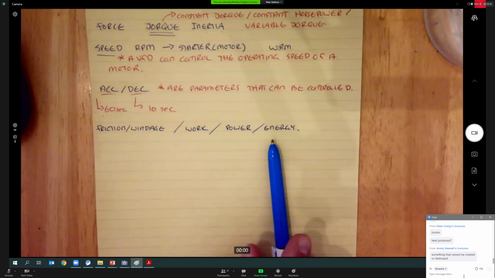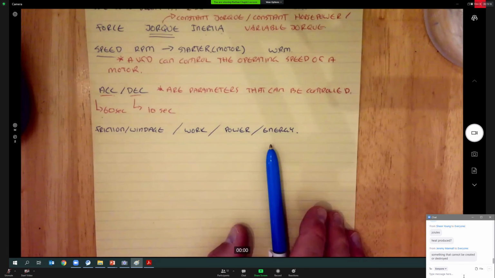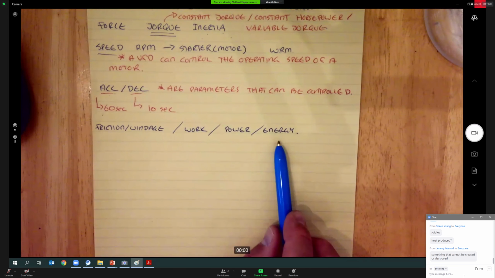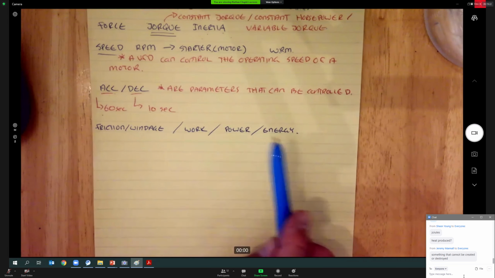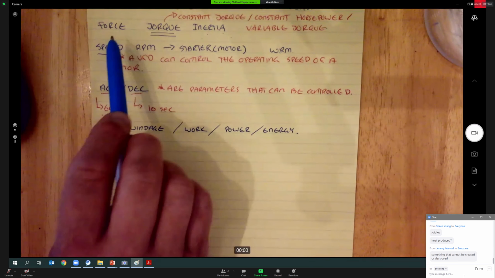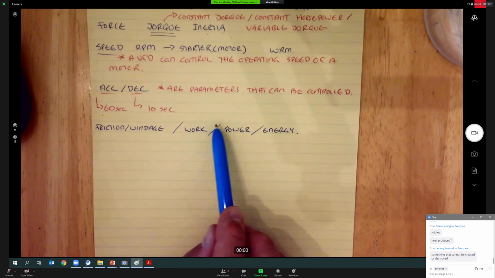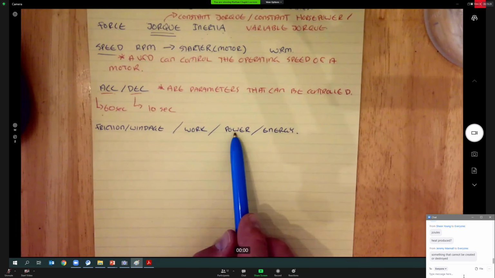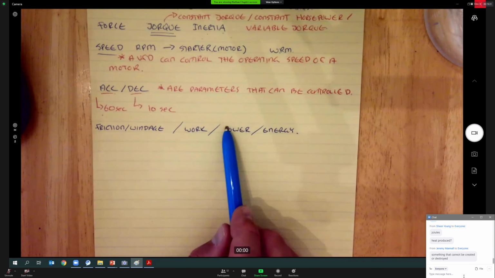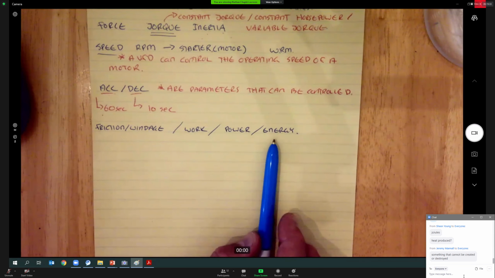So energy, with respect to what we're talking about here now, is the ability to do work. It's not actually doing work. It's not applying a force. It's not doing a certain amount of work in a certain amount of time, which is power. It's the ability to do work.